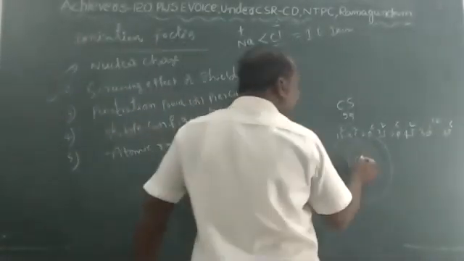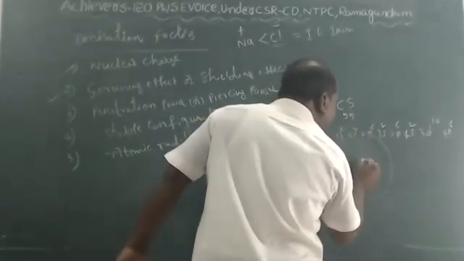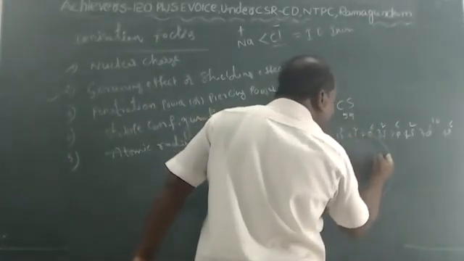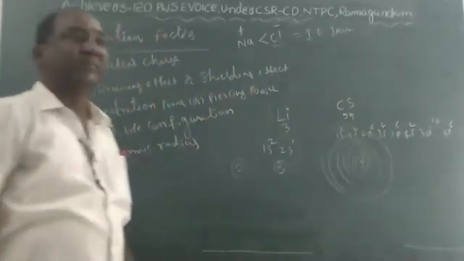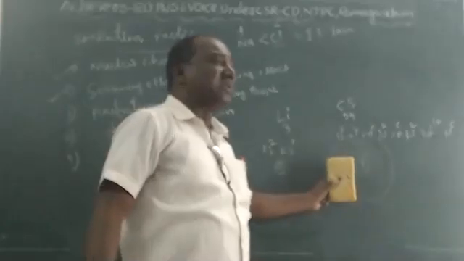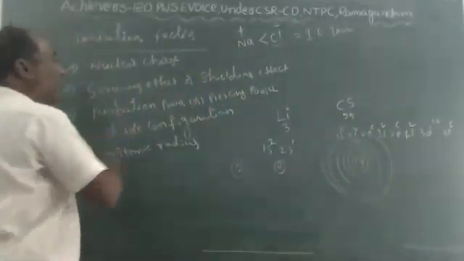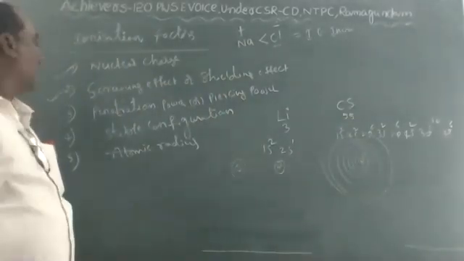Every shell acts as a screen. Due to this, the attraction of the nucleus over the outermost shell electron decreases. Due to that, ionization energy is decreased. This is the screening effect, or shielding effect.